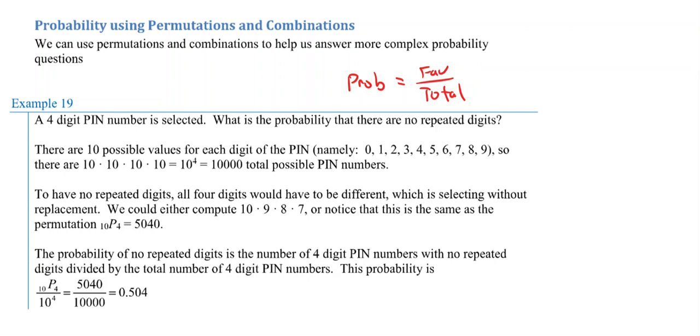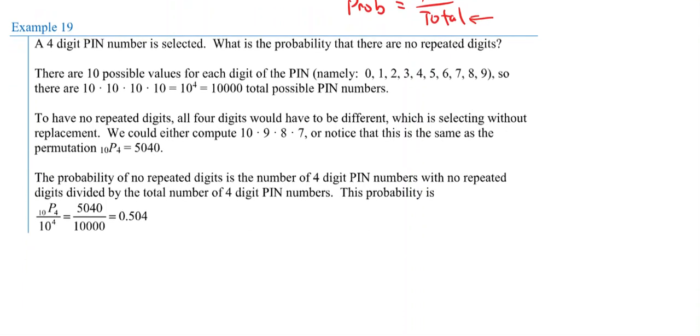So here's an example. It says a 4-digit PIN number is selected. What is the probability that there are no repeated digits? Well, all we have to do here is figure out the favorable, the one on top, which would be your number of ways if there was no repeating digits. Pretty much there are two questions here. One is how many ways can we have no repeating digits on top, and then on the bottom, that's just going to be all the ways. Well, that's not too bad.